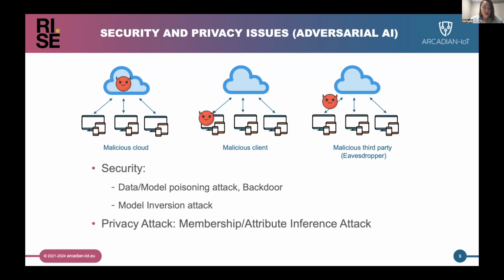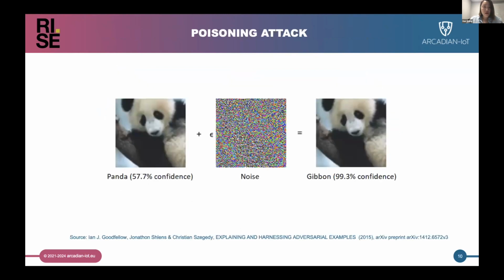But in this presentation, because there are a lot of adversarial attacks, I will not go through everything, but I will focus more on the poisoning attack. So I would like to discuss more what a poisoning attack is. A poisoning attack is where an adversary can add noise to the training data set.